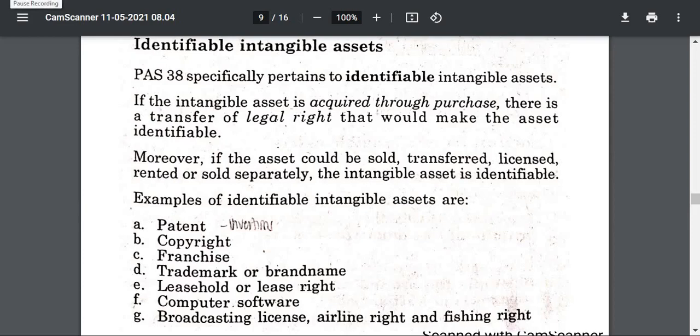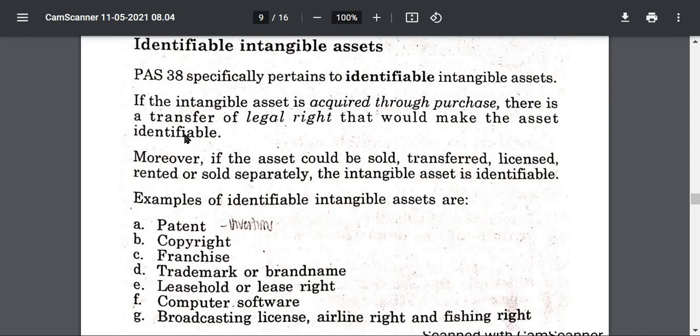Okay, hello everyone. So this will be the continuation of our face-to-face discussion for intangible assets. Okay, so as just a quick review, remember that the three necessary or essential characteristics of an intangible asset is that it must be first identifiable. The second one is there must be control. And the third one is there is future economic benefit.